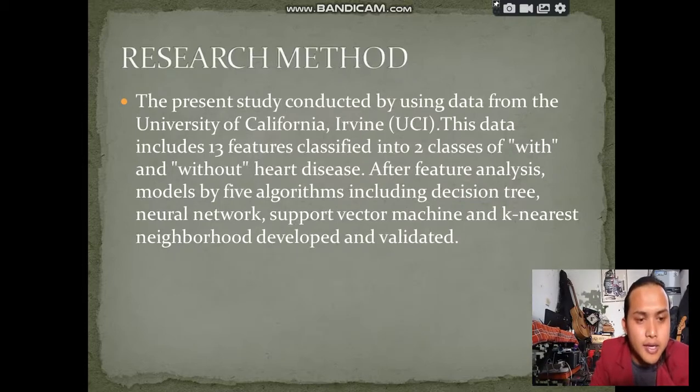And there are three research methods. The present study was conducted using data from the University of California, Irvine, UCI. This data included 13 features classified into two classes: with and without heart disease. After feature analysis, it was modeled by three algorithms, including decision tree, neural network, support vector machine, and KNN (k-nearest neighbor), developed and validated.